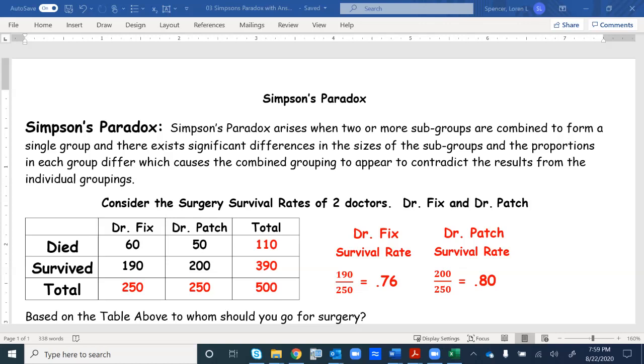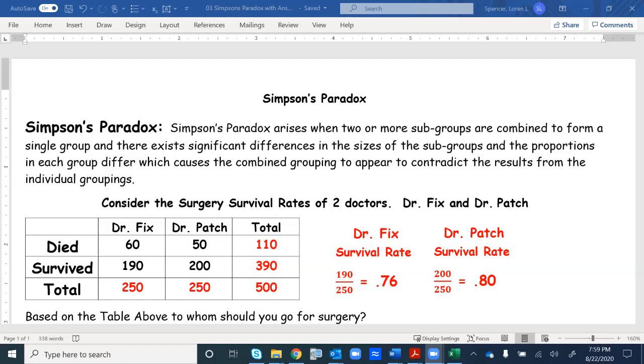So let's take a look at an example, and then I think you'll start to see what I'm trying to talk to you about. So we have two doctors, Dr. Fix and Dr. Patch, and we have their survival rates for their surgeries. So when I look at the data, Dr. Fix had 60 patients die, 190 survive out of 250. Dr. Patch, on the other hand, had 50 die out of 250, and 200 survived.